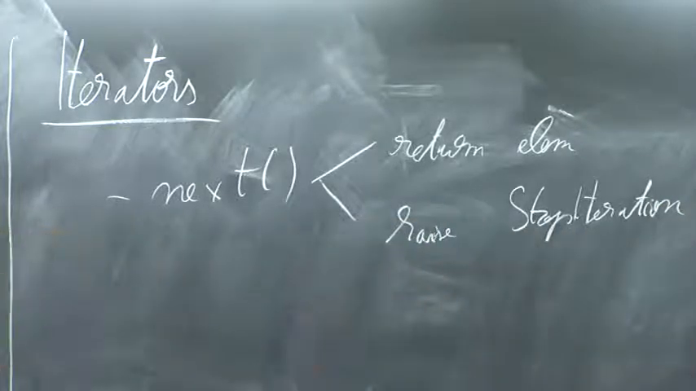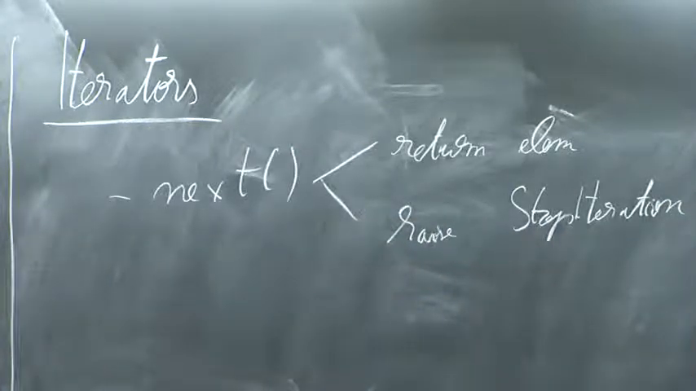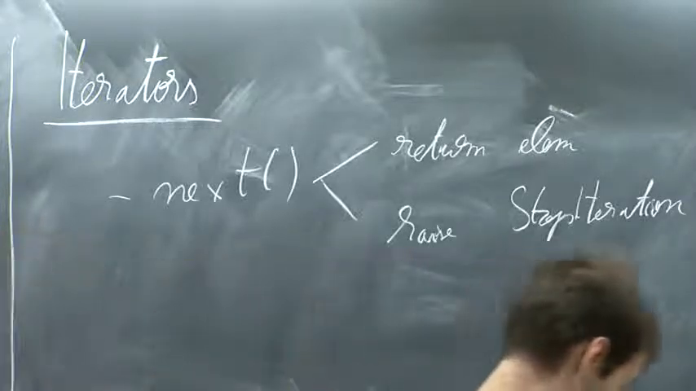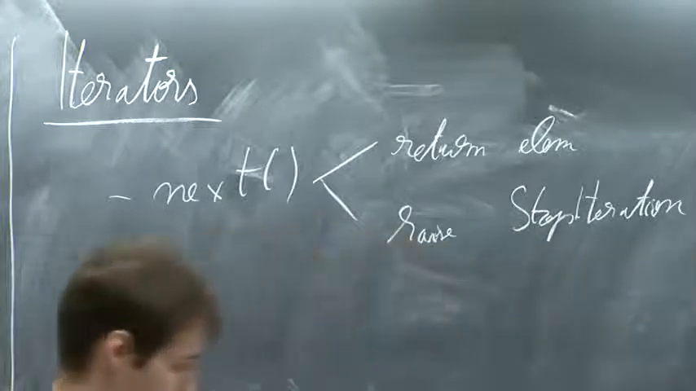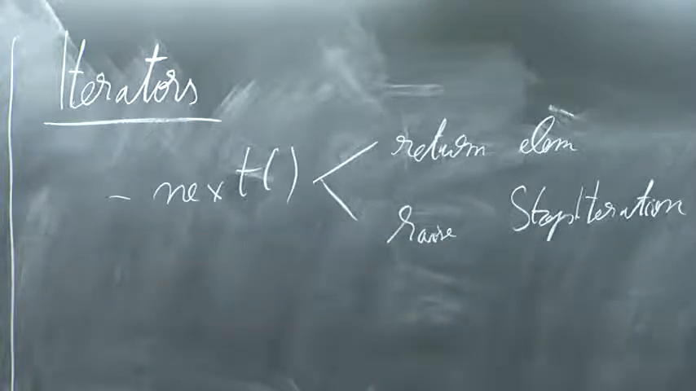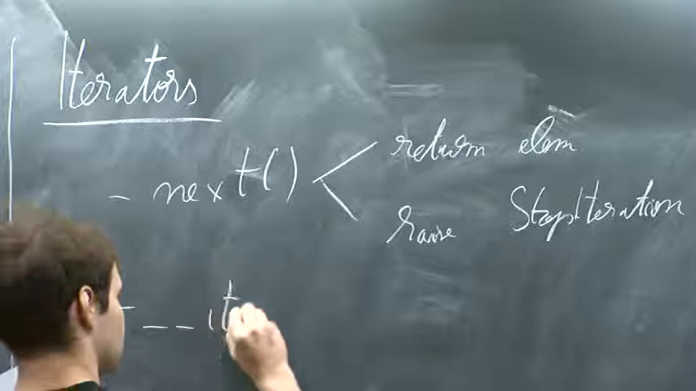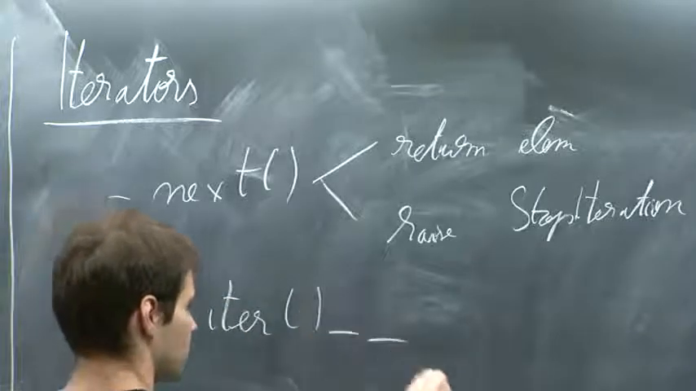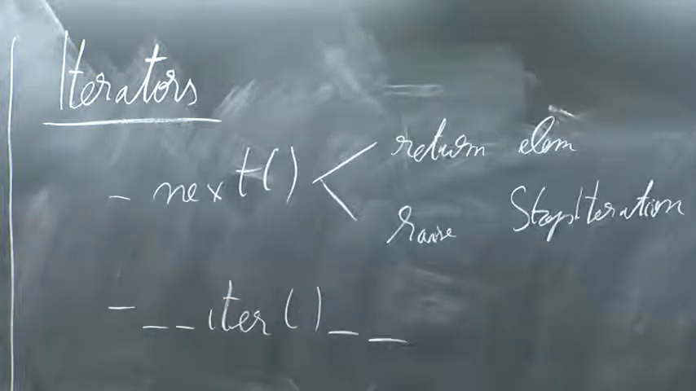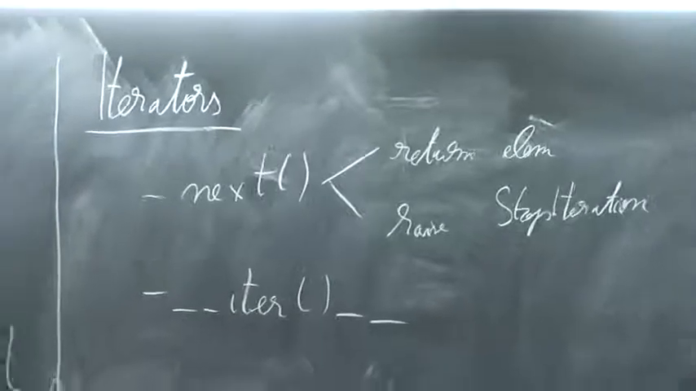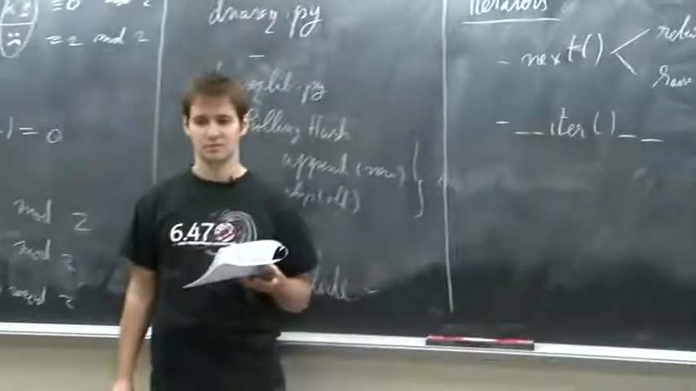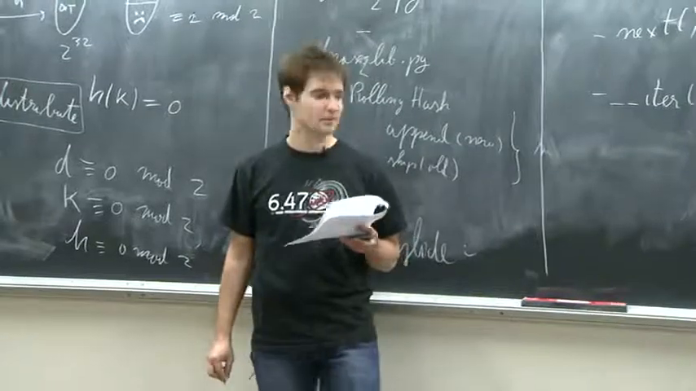So next will either return an element, that's the next element in the sequence that you're iterating over, or it will raise a stop iteration exception error. Oh, just stop iteration. Cool. So what's the other method? Someone said it before. Say it again. Iter. What does this do in an iterator? It returns itself. All right, very good.